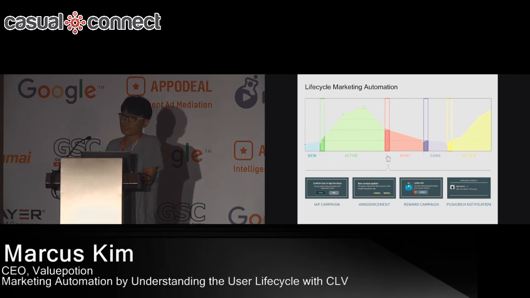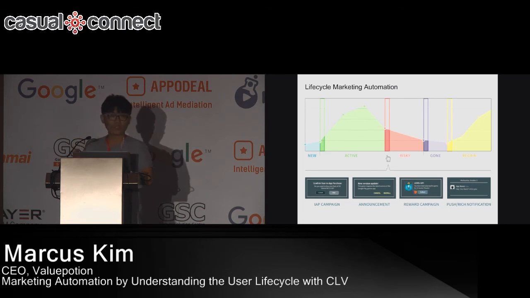So our system can detect the change in user phase. When a user's phase changes, our system, ValuePotion, automatically fires a campaign on those users, which you define in advance. We call this feature lifecycle marketing automation.